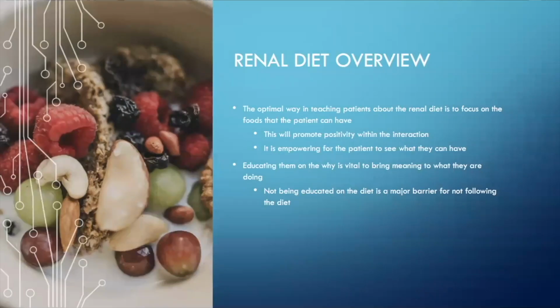The optimal way in teaching these patients about the renal diet is to focus on the foods that the patient can have. This will promote positivity within the interaction, and it is also empowering for the patient to see what is available to them. Not only is it good for them to see what they can have, they also have to know the reason why. Educating them on the why is vital to bring meaning to what they are doing. Not being educated on the diet is one of the major barriers for not following the diet.